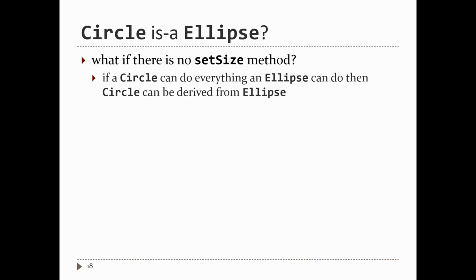And so the answer to the question, can you implement circle by extending ellipse? The answer is still maybe. You still have to check. Can a circle do everything that ellipse can do? In other words, if you look at all the ellipse methods and you say, yes, those all make sense for a circle, then you can implement circle by extending ellipse. If any one of the methods does not make sense for circle, then you should not be using inheritance to implement circle.